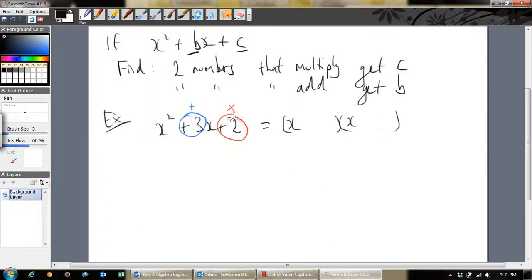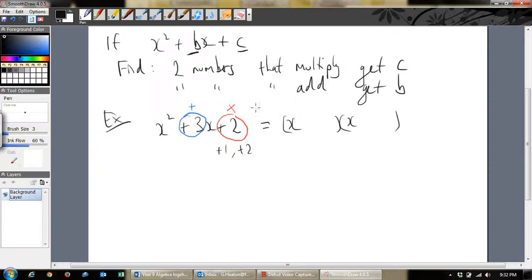Firstly, always start with the two numbers that multiply together, because there are far fewer options for this one. The sum has actually got infinite numbers you could add together to make positive 3. Positive 2, let's think about two numbers that make 2. How about 2 and 1? In other words, positive 2 and positive 1. If we multiply those two together, we get positive 2. When we add those two numbers together, what do we get? We get positive 3.